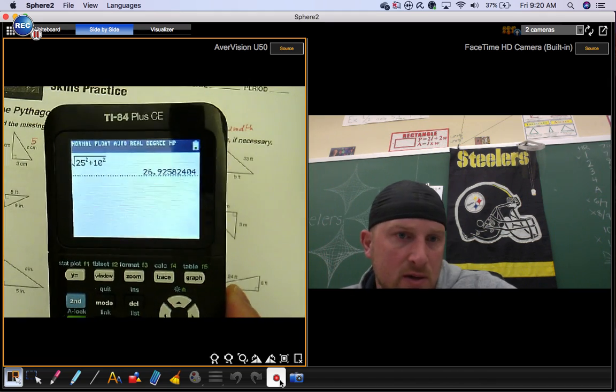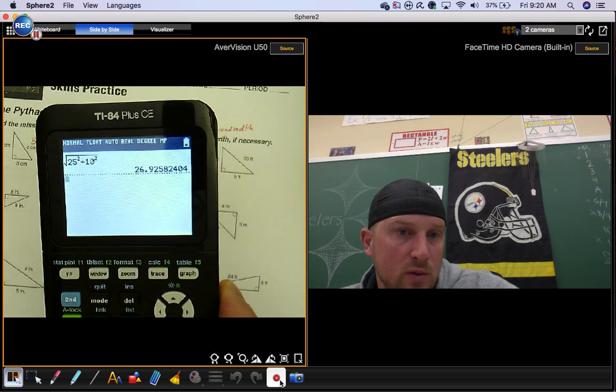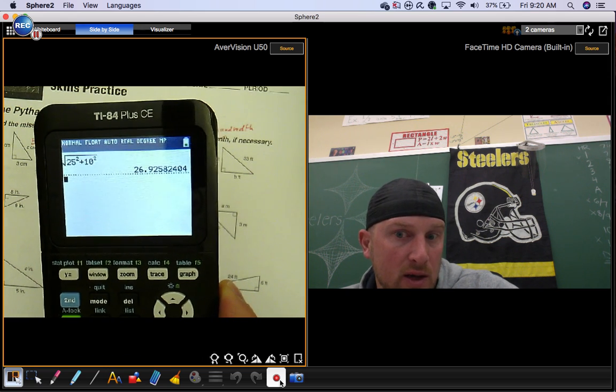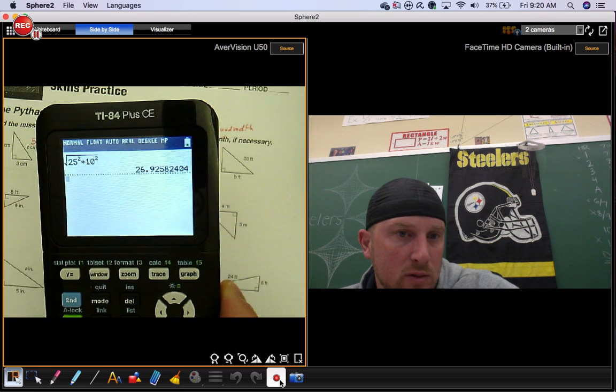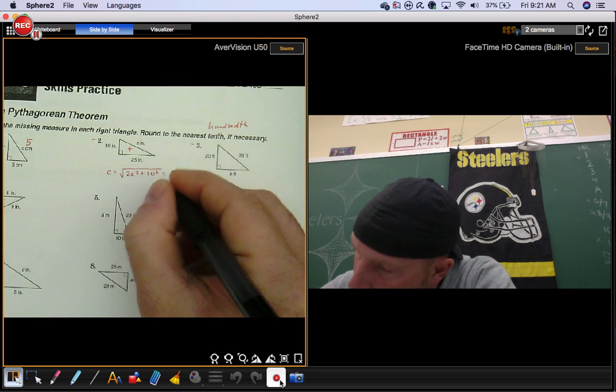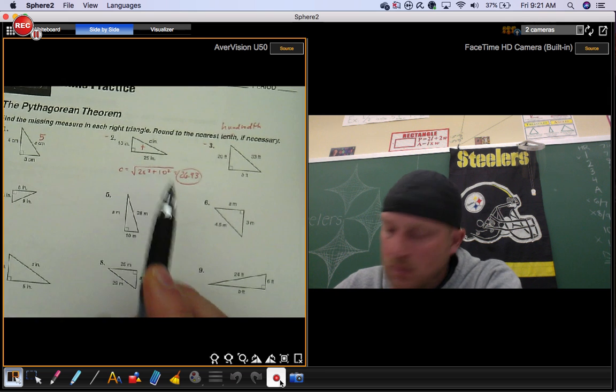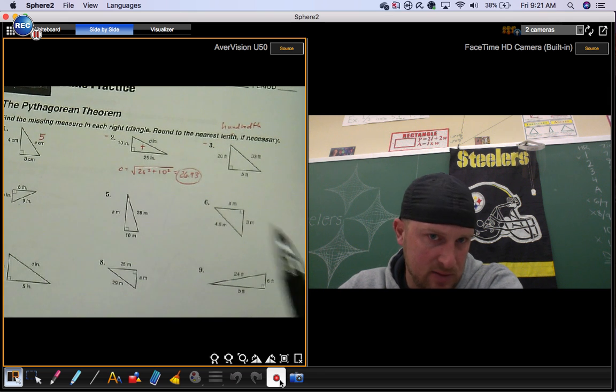And it'll give me this answer, which is bigger than 25, which makes sense. This is our hypotenuse. 26.93 is what I'm going to call it, because 92 is going to round up to 93 because of the 5 after the 92. 26.93. We added there because we had both legs.